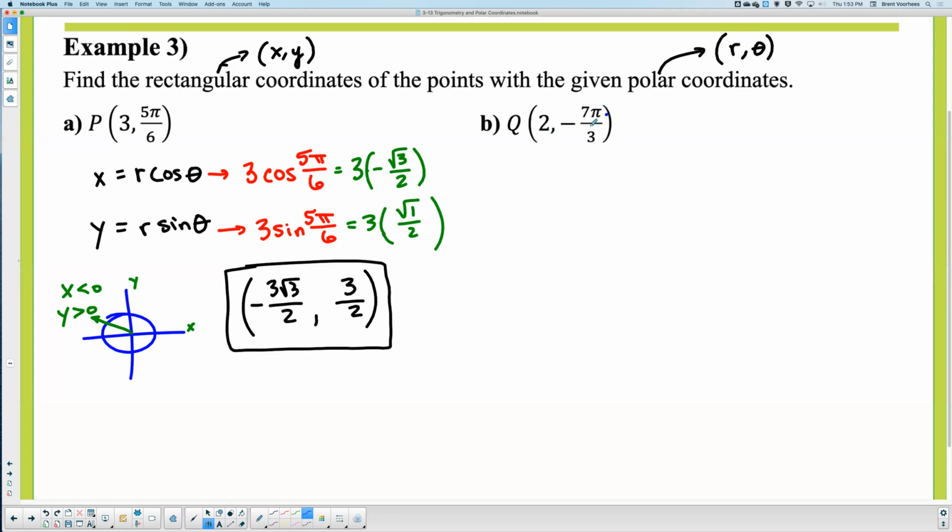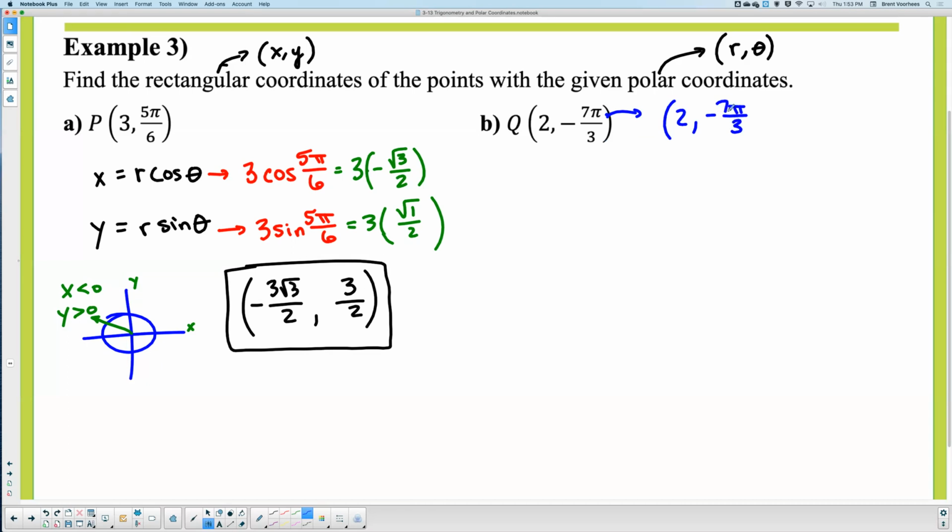Now, how can I make it positive? Do I add 1 pi? Do I add 2 pi? If you add an even amount of pi's, the radius does not change. If you add an odd number of pi, like 1 pi, 3 pi, 5 pi, the radius would change. Do we want a radius to change? So we need to add an even amount of pi. So I'm going to take, still going to be 2, negative 7 pi over 3. That is approximately how many negative pi's?